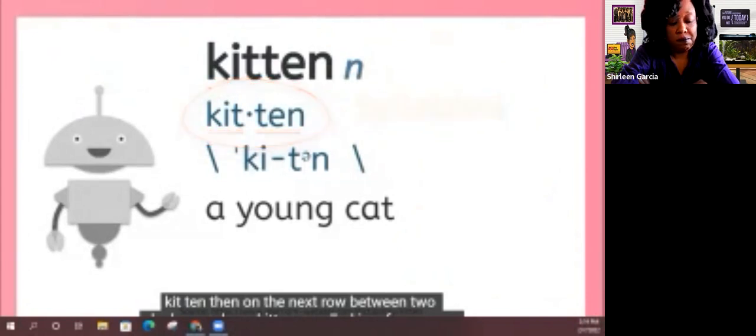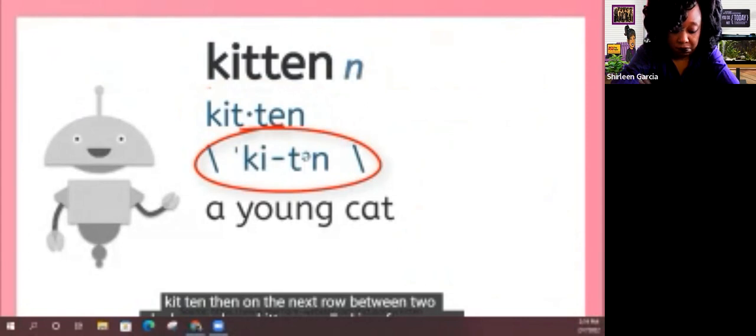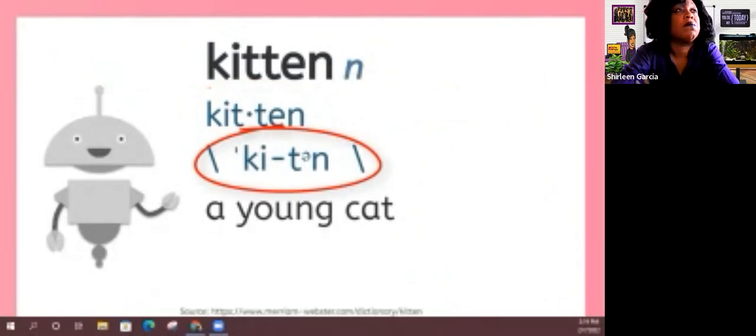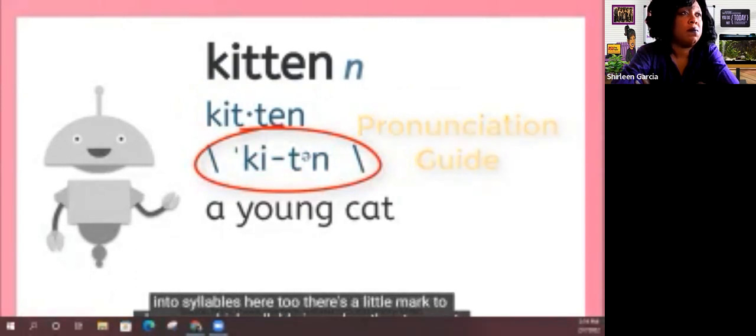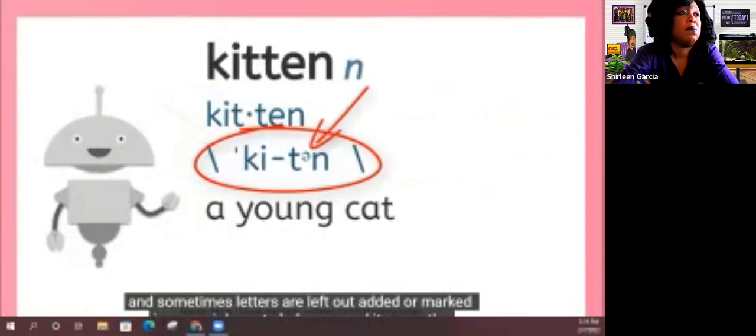Then on the next row, between 2 slashes, we have kitten spelled in a funny way. This is called the pronunciation guide. That helps us to know how to pronounce the word. We need to know that because sometimes words are not spelled the same way they sound. The word is split into syllables here too. There's a little mark to show you which syllable is spoken the strongest, and sometimes letters are left out, added, or marked in a special way to help you read it correctly.